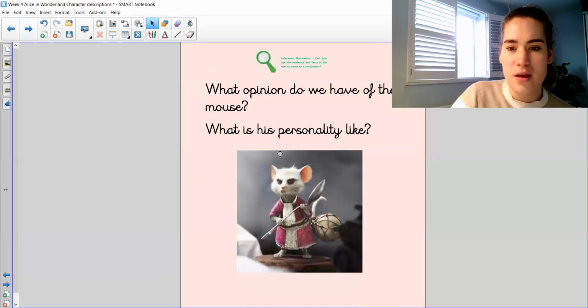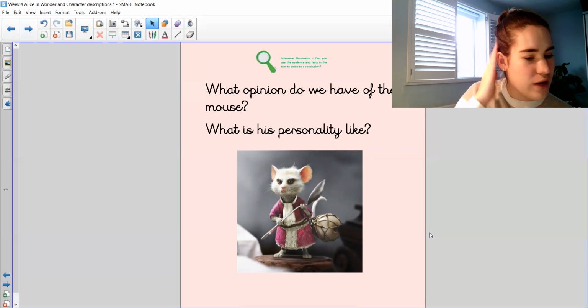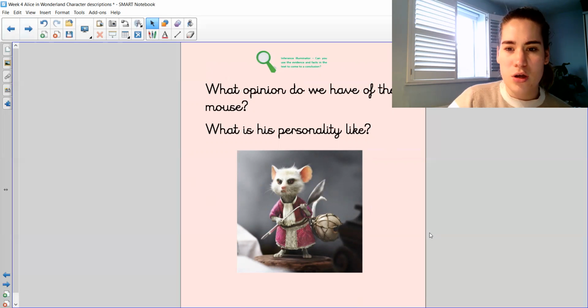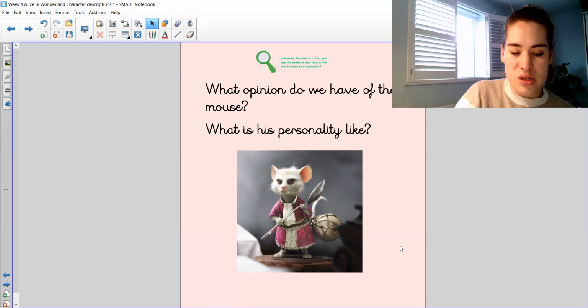Let's have a little think then. What do we know about the mouse now? We've got this mouse and he's telling us this story about William the Conqueror. What opinion do we have of the mouse? What do we think his personality might be like? Pause the video now and have a little think. What's our opinion of this little guy here? This is taken from the film. What's our opinion of him?